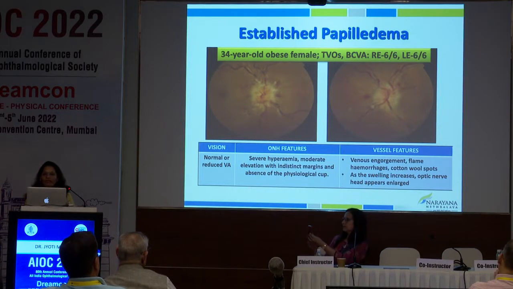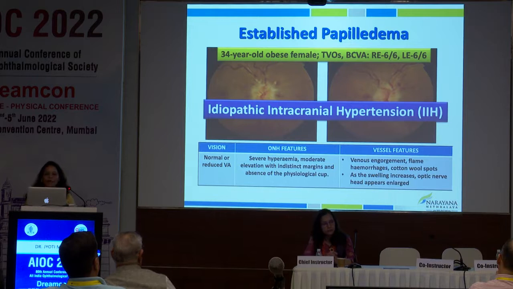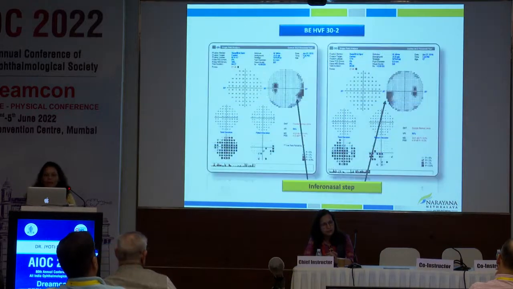Now this differentiates you from an optic neuritis where vision is lost. Vision in papilloedema is lost only in the final stages. This patient had idiopathic intracranial hypertension. Initially, the fields are perfectly okay, but you start seeing the inferonasal step. This is the early sign before glaucomatous constriction can happen.